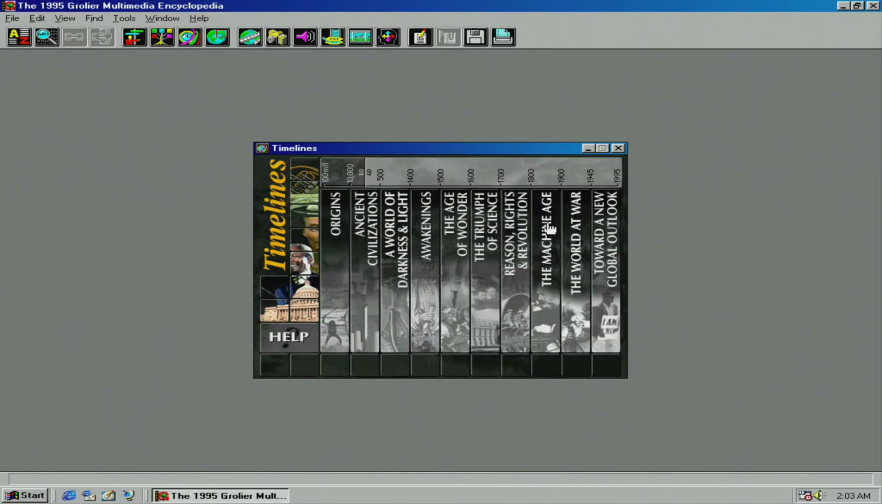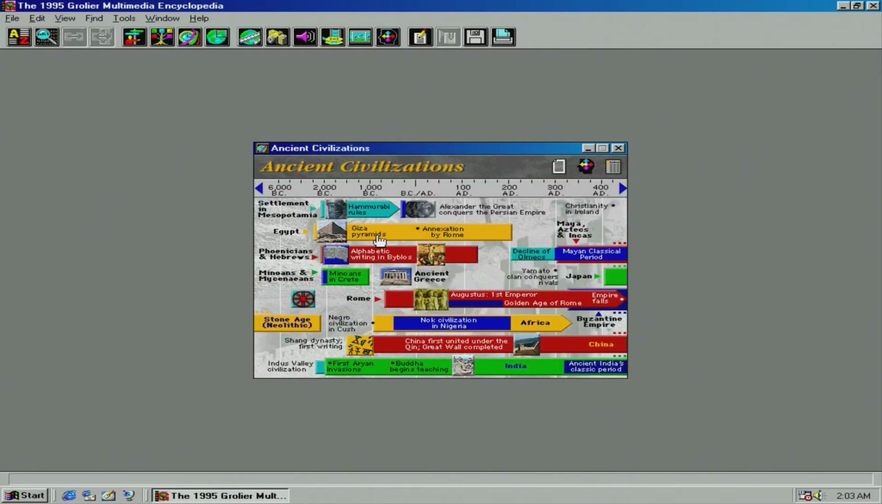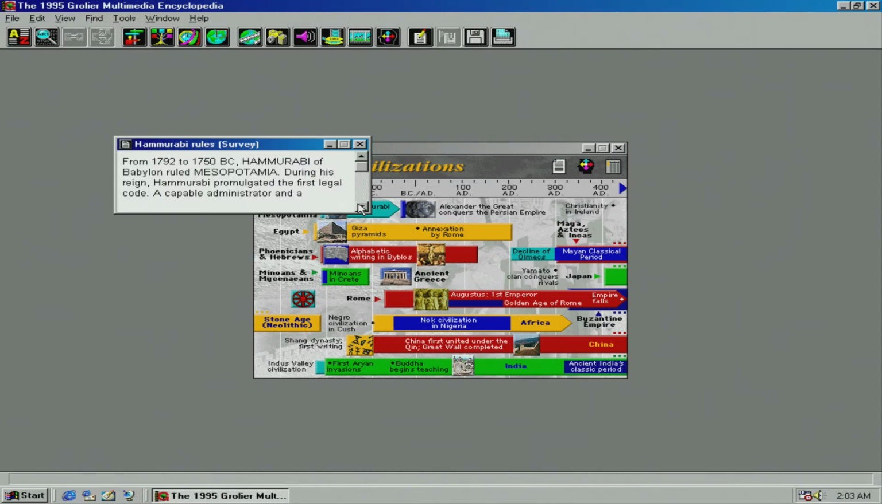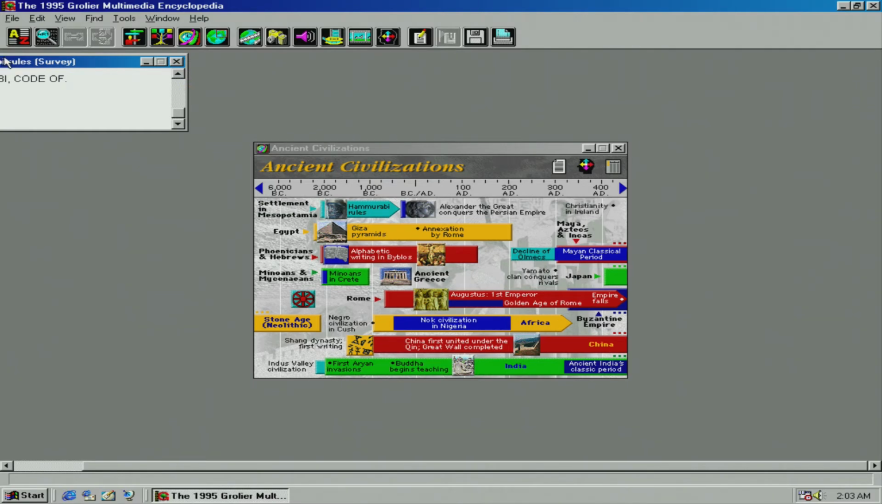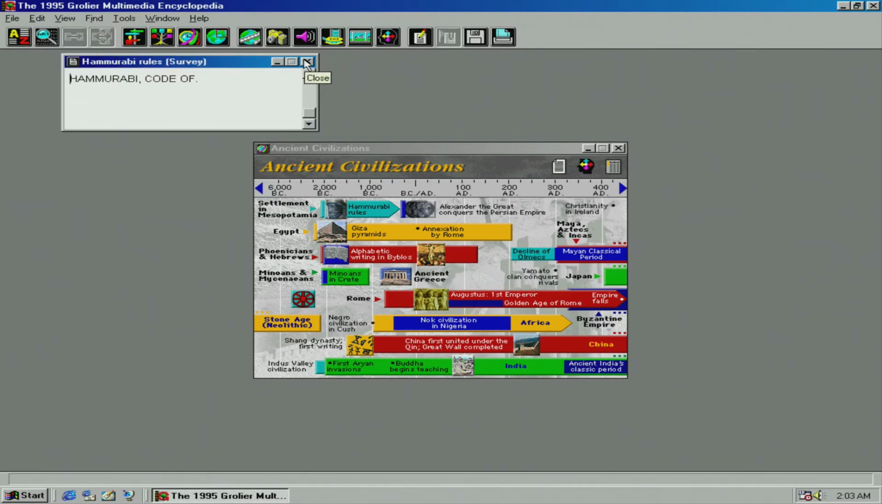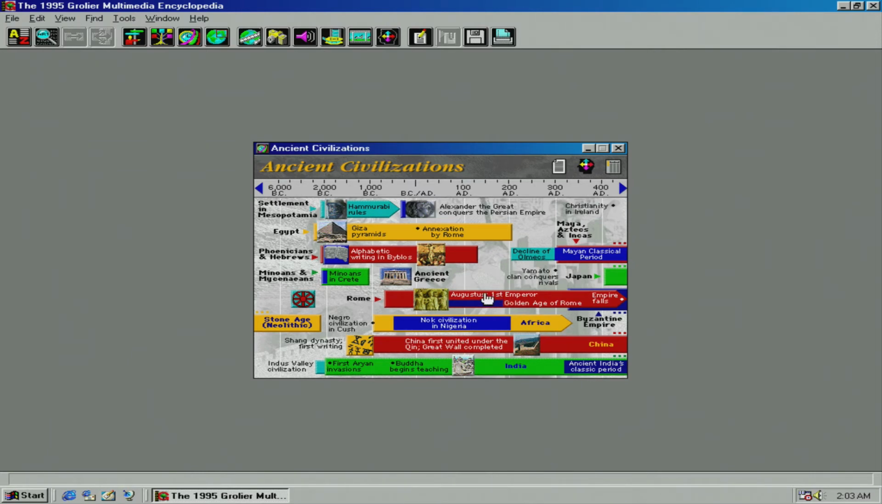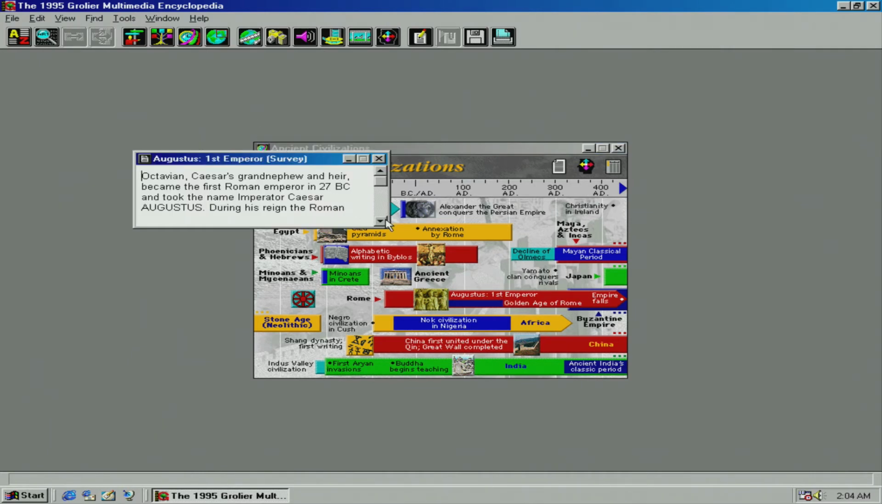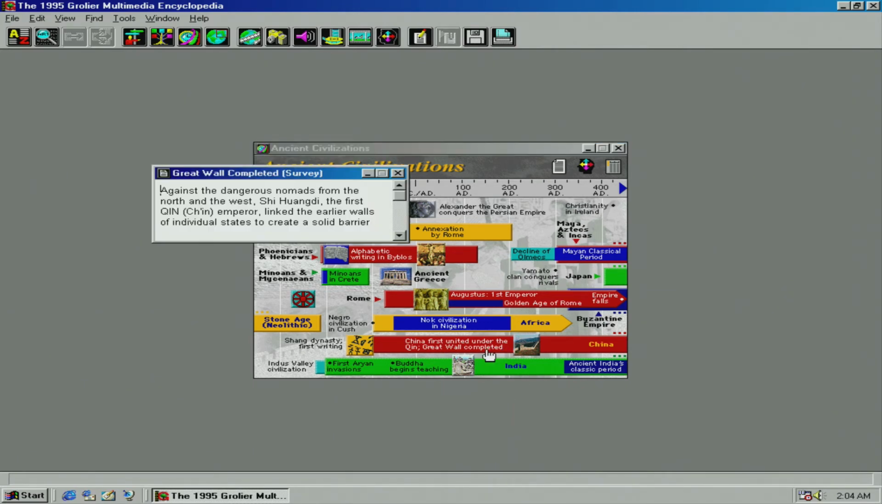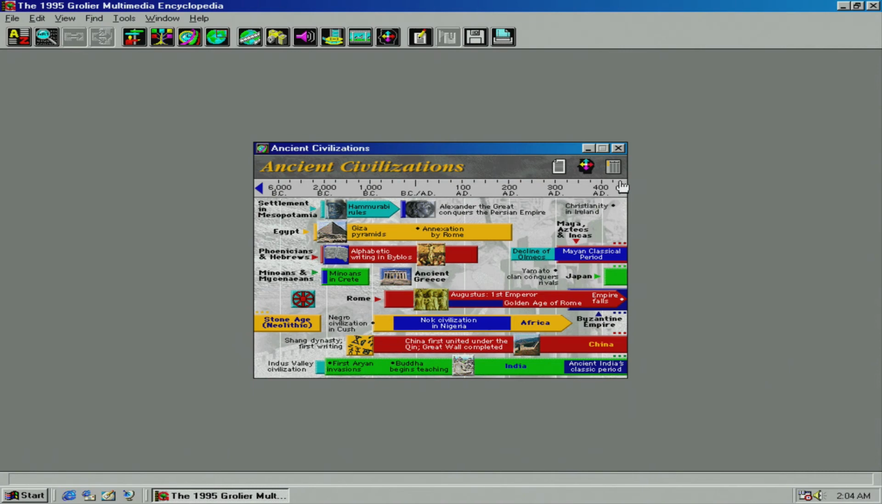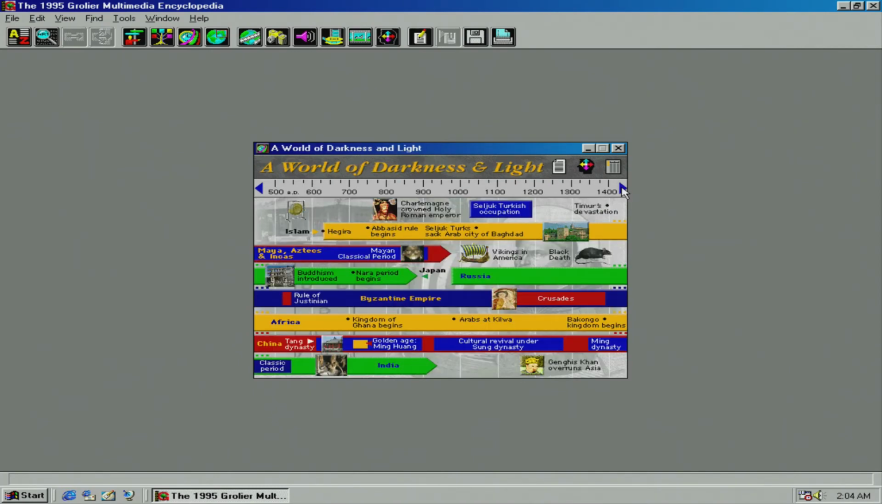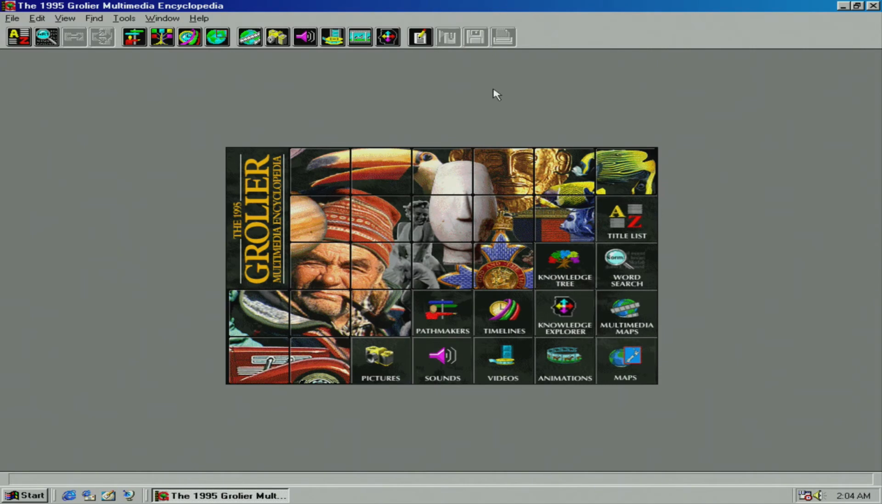Got timelines. Ancient civilizations. Something about Hammurabi's code. Got the Roman Empire. That's the Great Wall. Change the timelines. Okay.